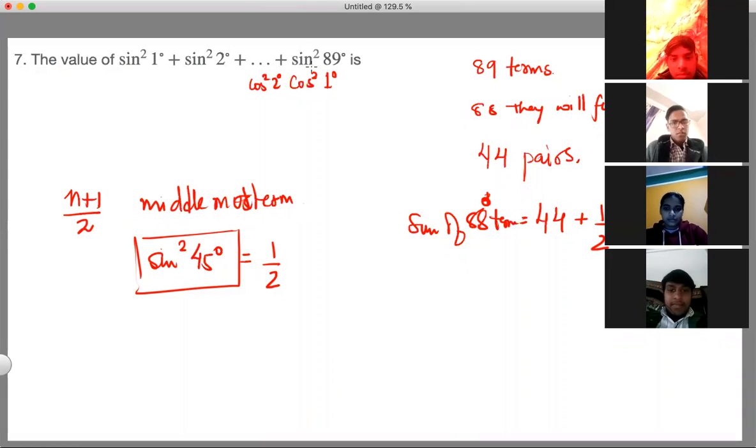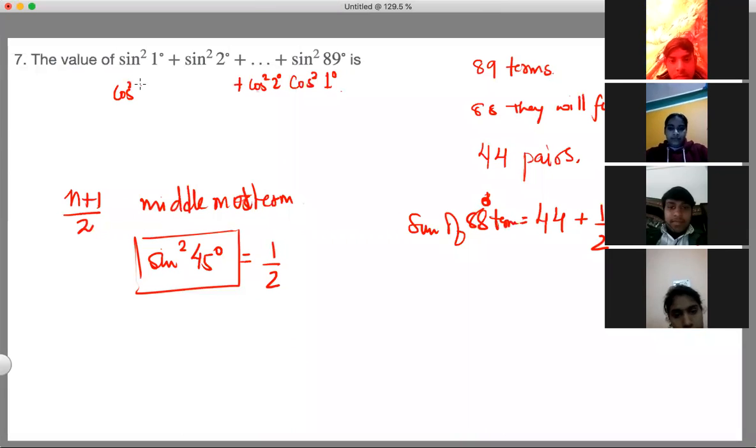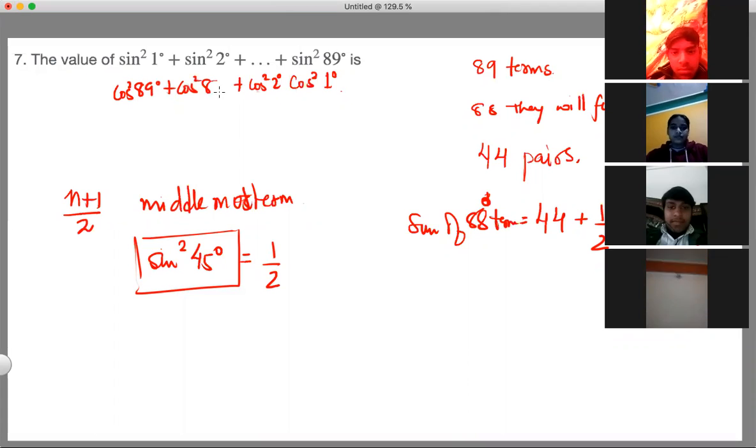But there's another way of doing it, which is slightly more methodical. Okay, and let's do that. So we form the cos square thetas all the way back. So what will be this cos square theta? 89 degrees. Cos square 88 degrees, and so on, right?